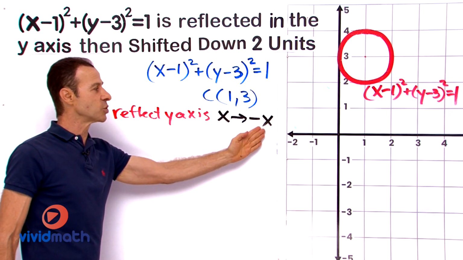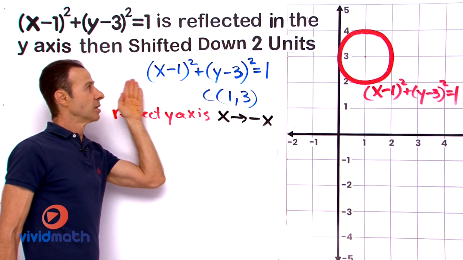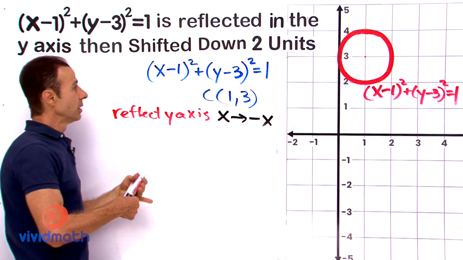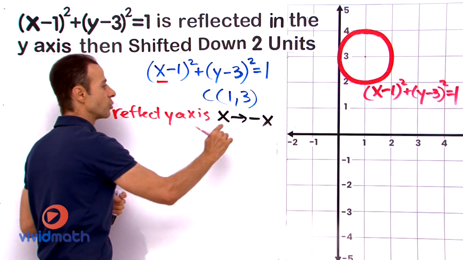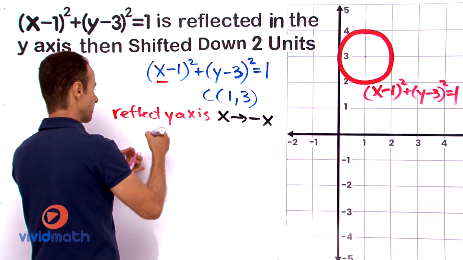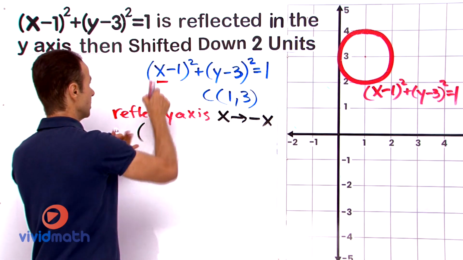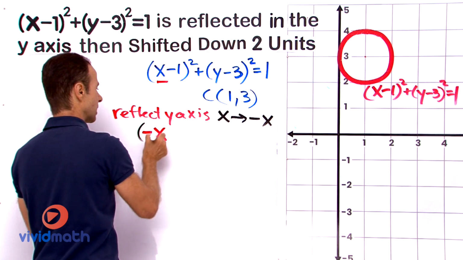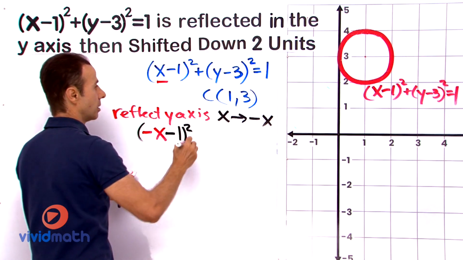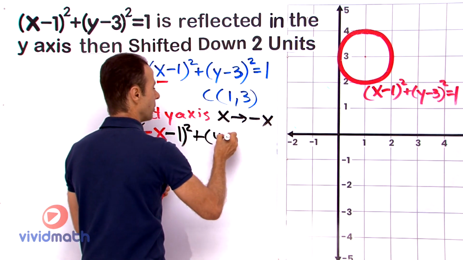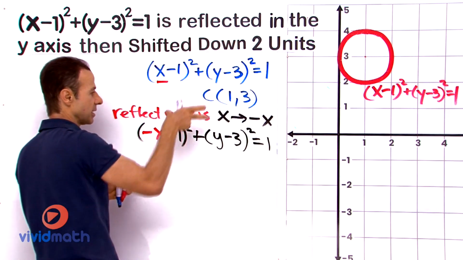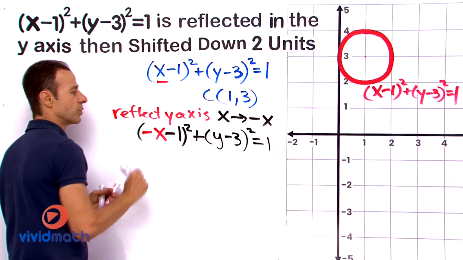So let's substitute negative x in this circle wherever positive x appears. It appears right there, so we're going to replace that x with a negative x. That means we're going to have (-x - 1)² + (y - 3)² = 1. I'm just copying that down here, except I replaced x with negative x.